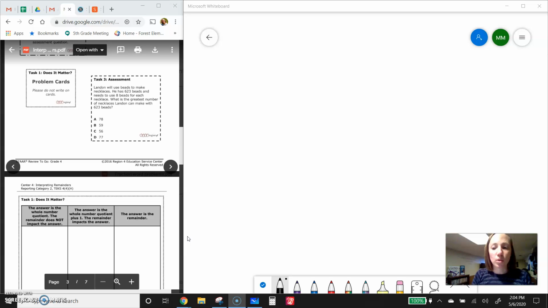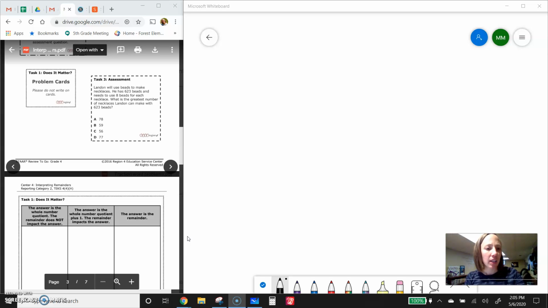Anyway, so today for math, you are going to be working on interpreting remainders. So it is long division word problems. And sometimes in long division word problems, you don't just write your answer. You don't just write 11 remainder 5 or whatever. You have to actually think about what it is asking you.